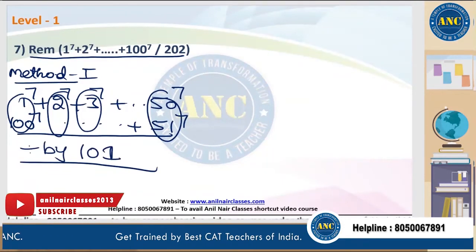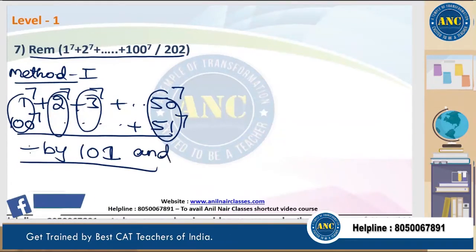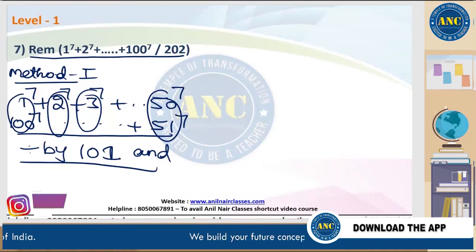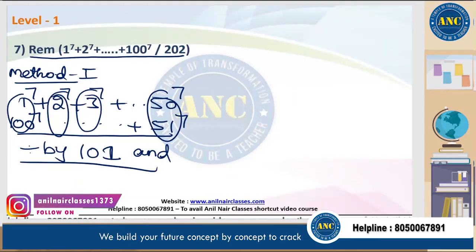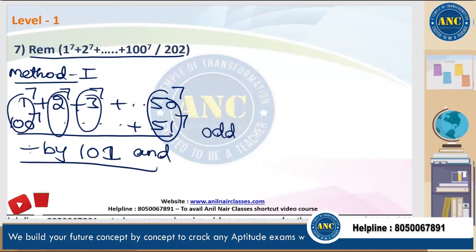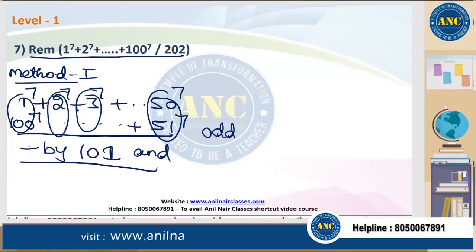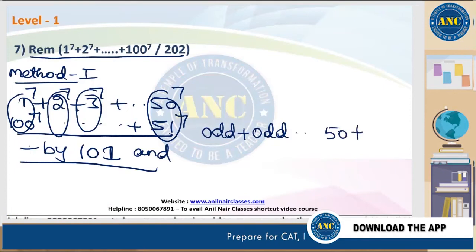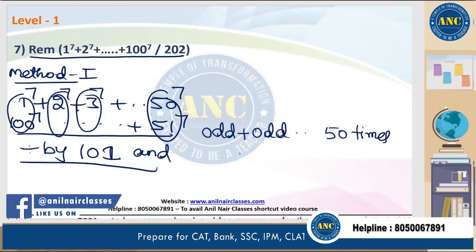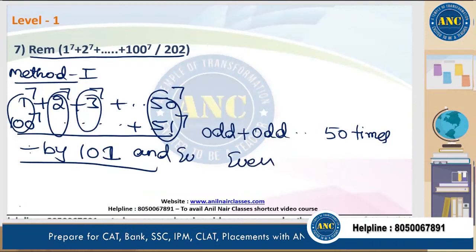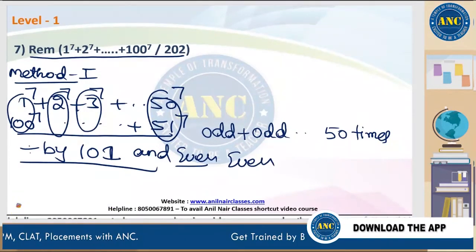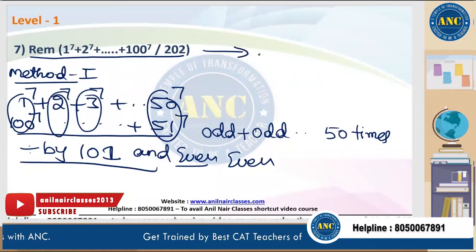But if you observe, there is one more thing: 1 power 7 plus 100 power 7. 1 is an odd number, 100 is an even number. Even plus odd is odd. Likewise 2 power 7 and 99 power 7, even plus odd, odd. Out of 100 terms, I am getting 50 odd numbers. If I add 50 odd numbers, I will get an even number. So it is divisible by 101 and by an even number. Even number means divisible by 2, and 2 and 101 give 202.